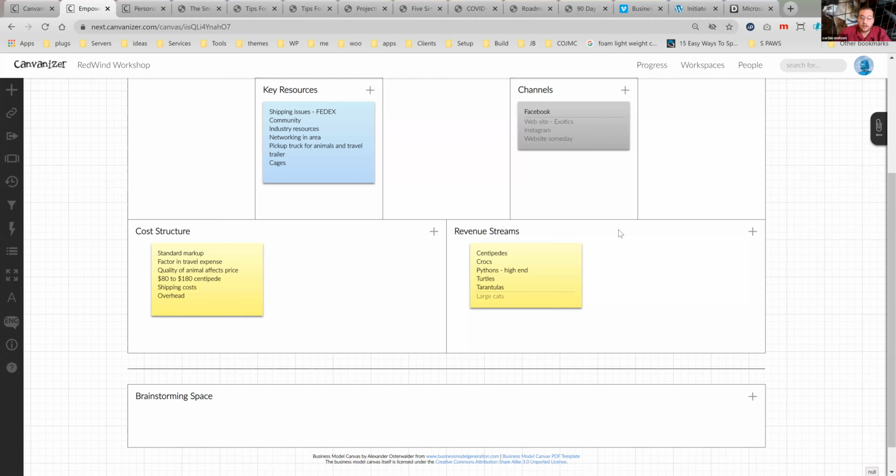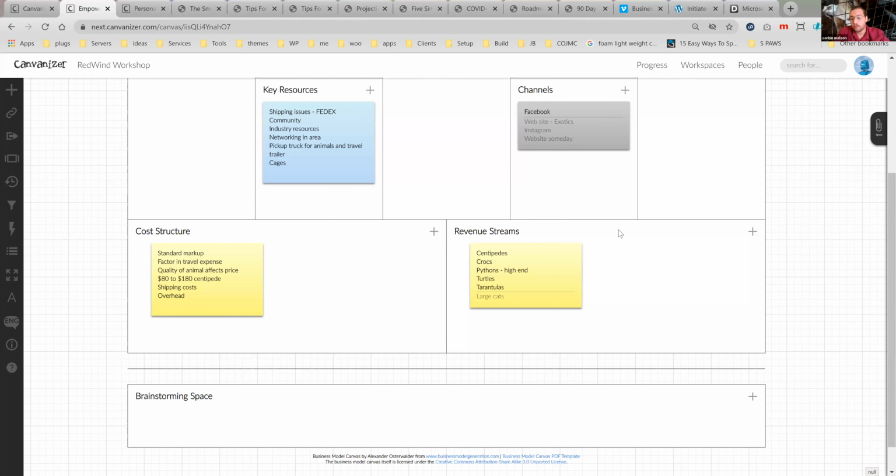Shipping costs, that's always first and foremost in my mind when dealing with the customer, is I need to get their location so I can get a shipping quote to them. And yeah, that's a really big thing, is shipping for me. And then just overhead costs in general.